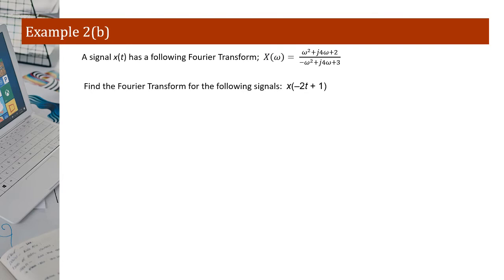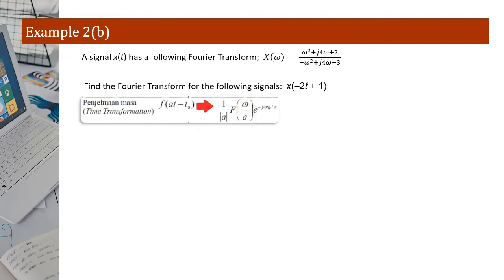Okay, next example 2b. So you need to try a different x(t) equation, a new equation given by x(-2t+1). Obviously you need to compare with the Fourier transform pairs. You may notice that this equation is basically more or less equivalent to this shape, so you can compare directly the given signal with the one in the table. The given signal is x(-2t+1).